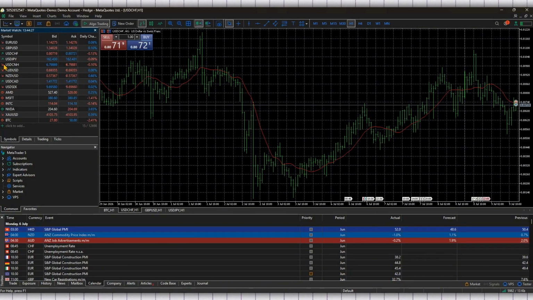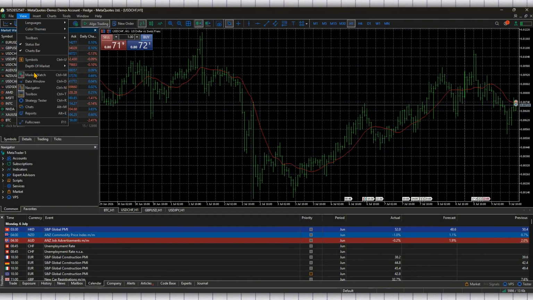If you're switching between different currency pairs, stocks, indices, or commodities, this panel helps you quickly access the market you want without searching through the entire platform.